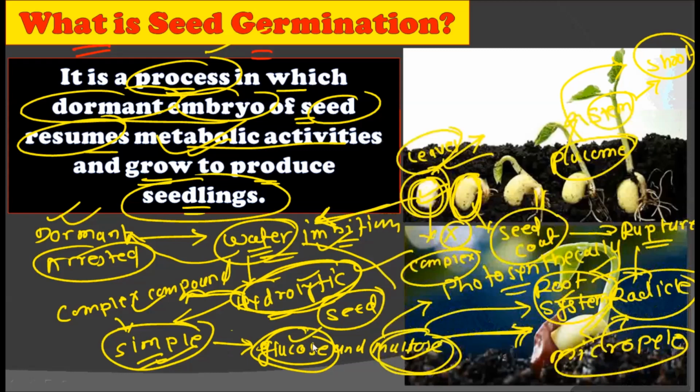Due to the utilization of these simple chemical compounds plus water, the seed coat gets ruptured and the radicle and plumule come out of it. Then the radicle is converted into the root system while the plumule is converted into the shoot system. So this is how a dormant seed is finally converted into a seedling.